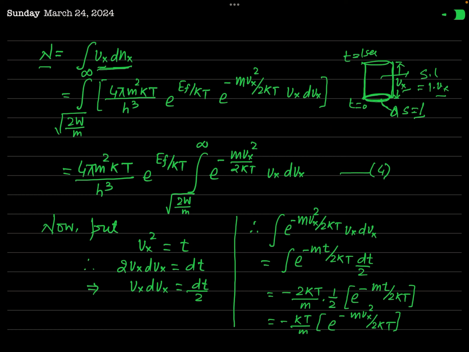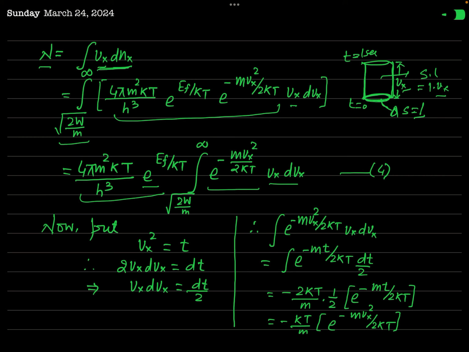Okay, and the velocity of the ejecting electron is at least the square root of 2W by m, you know, and its maximum value will be infinity. So the limits of integration will be root over 2W by m and infinity. Okay, and here dnx, you know this expression is the value of dnx and Vx is here. Now except for the factor containing Vx, all things are constant. So take those constants outside of the integral. This is 4 pi m square kT over h cube times e to the power eF by kT. And inside the integral, there is e to the power minus m Vx square over 2kT, Vx dVx.